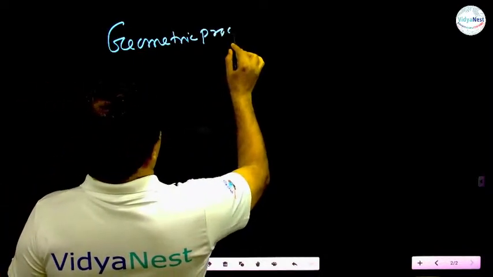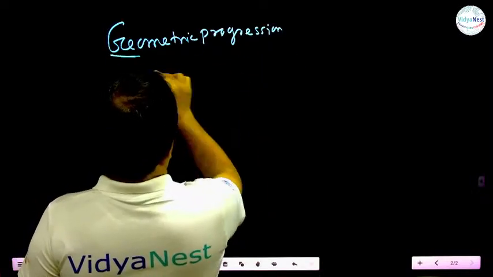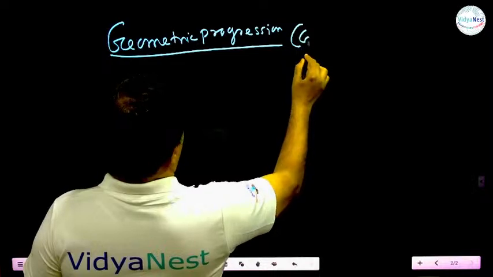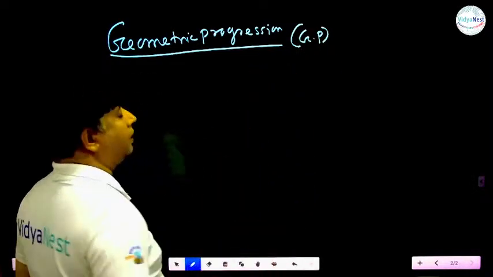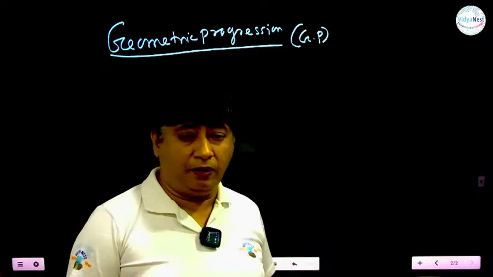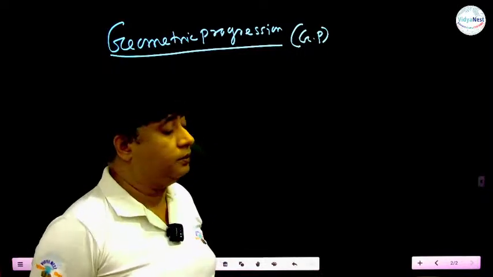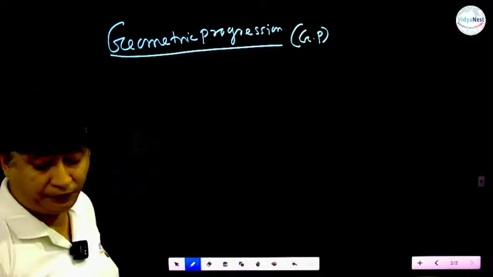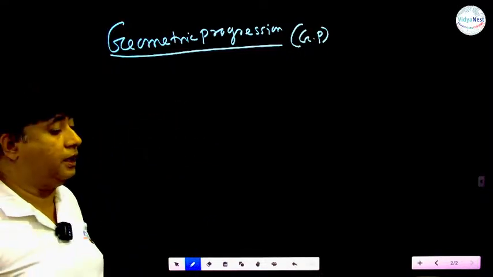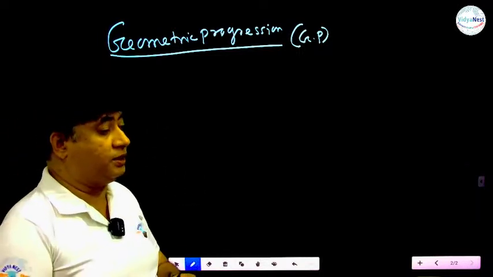Geometric progression. In short, it is called GP. If you are from a CBSE background, you are taught AP only. In ISC, AP and GP both. Okay. So why is it called geometric progression?